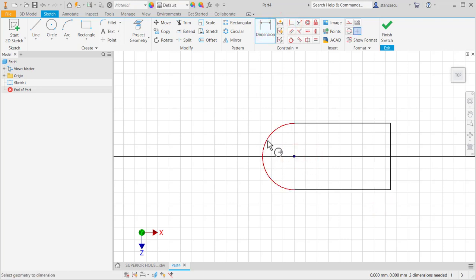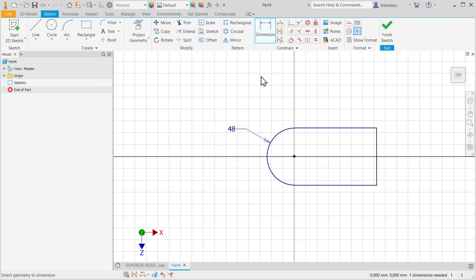Radius 48 and length from the center is 212 minus this. I don't write 48 if I have it in the sketch. Yes, I select this and I see that it has the parameter D0. Okay.